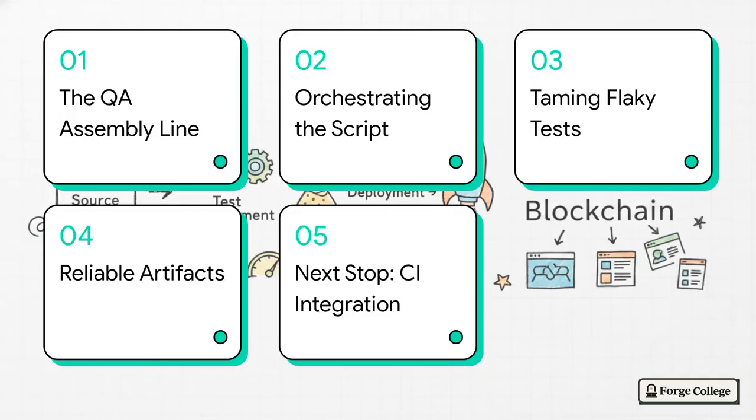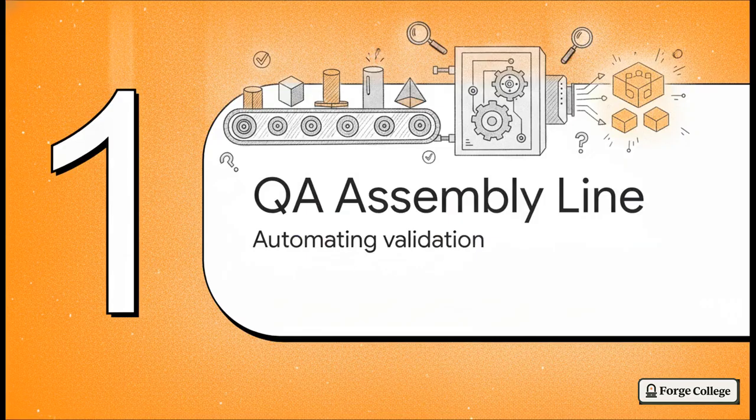All right, here's today's engineering schematic. We're looking at 5 main stations. First up, the QA assembly line. Second, orchestrating the script. Third, we'll be taming flaky tests. Fourth, generating reliable artifacts. And finally, next stop, CI integration. So let's kick things off with section 1, the QA assembly line, in automating our validation.